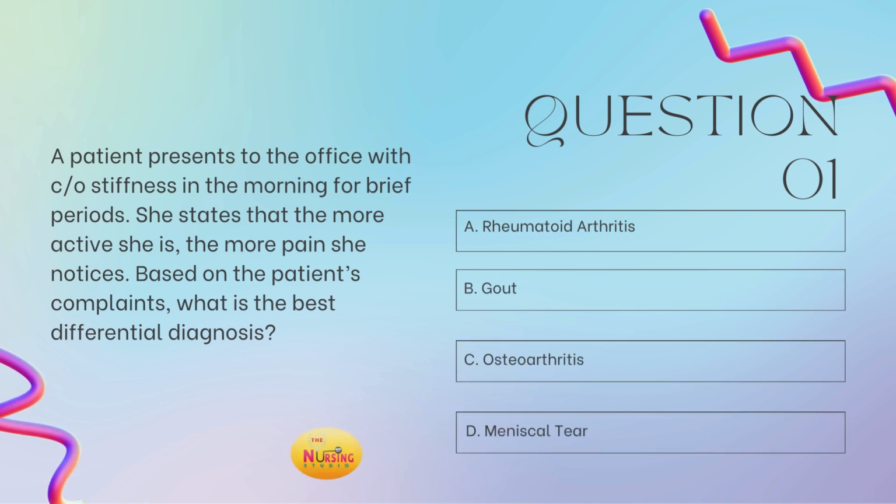Question number one states: a patient presents to the office with complaints of stiffness in the morning for brief periods. She states that the more active she is, the more pain she notices. Based on the patient's complaints, what is the best differential diagnosis? Is it A, rheumatoid arthritis, B, gout, C, osteoarthritis, or D, a meniscal tear? Take a moment and tell me what you got in the comments.